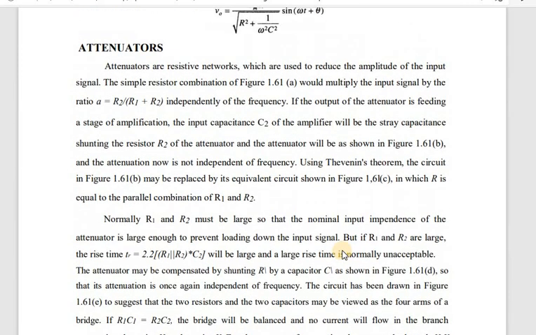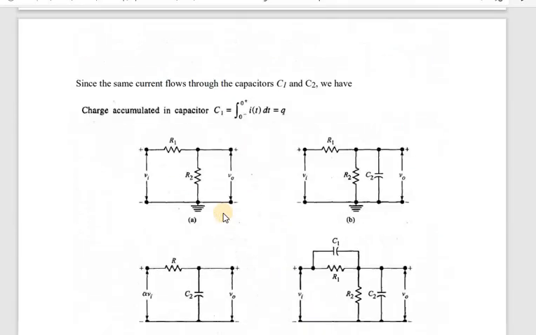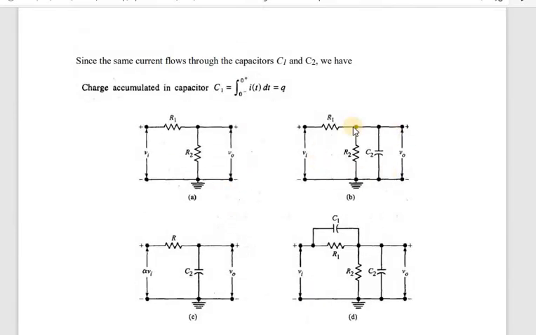Now see, the attenuation now is not independent of frequency. Here it was independent of frequency. Now it will be depending upon the frequency, and you are shunting the resistor R2. You are not using the resistor R2 here. Now by using Thevenin's theorem, the circuit of what you have used here may be replaced by its equivalent circuit. If you apply Thevenin's theorem over here, then you will be replacing this circuit, because it has been shunted.